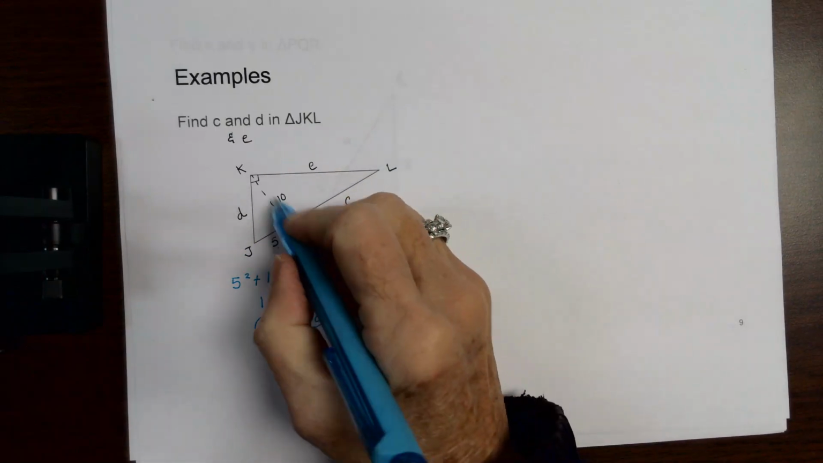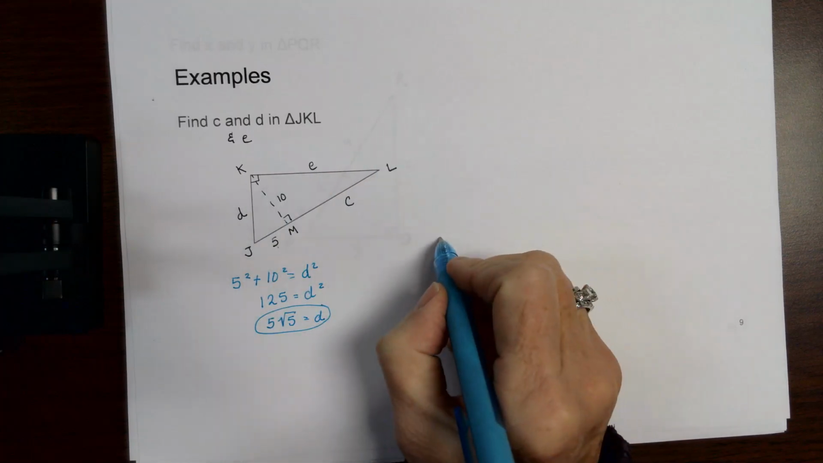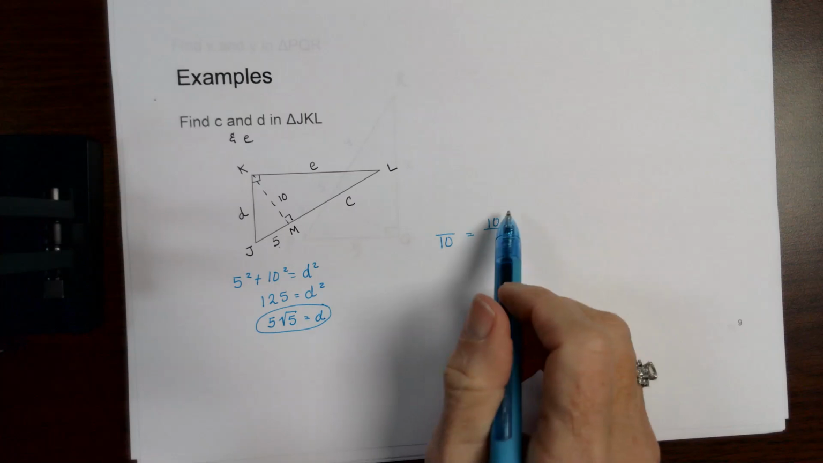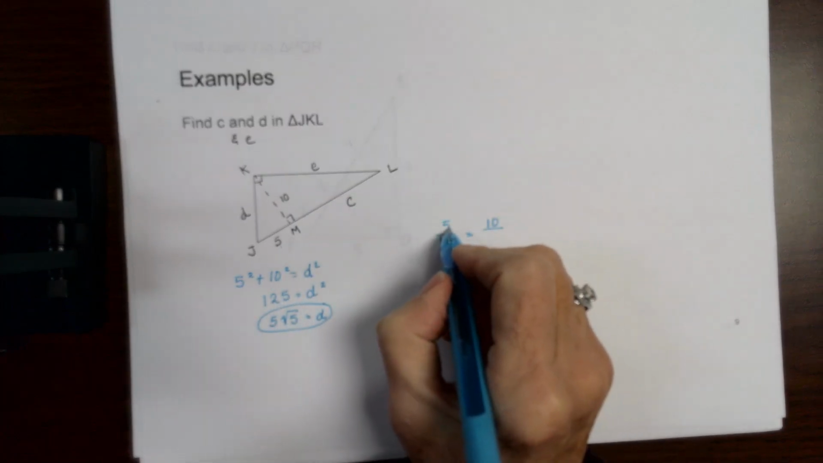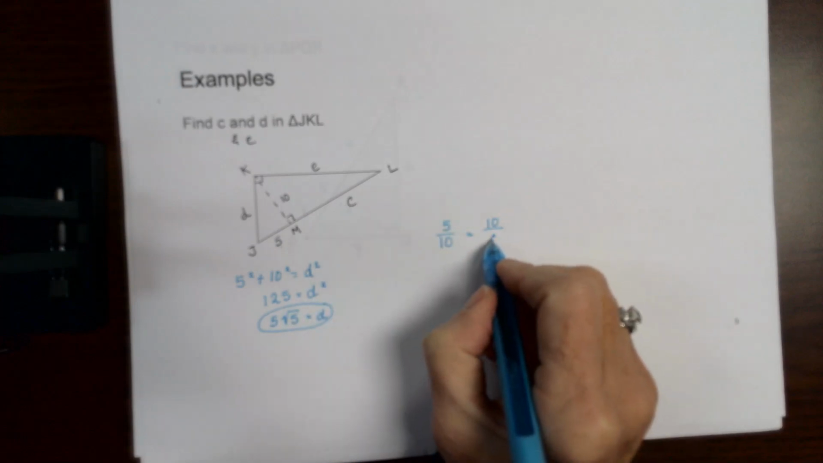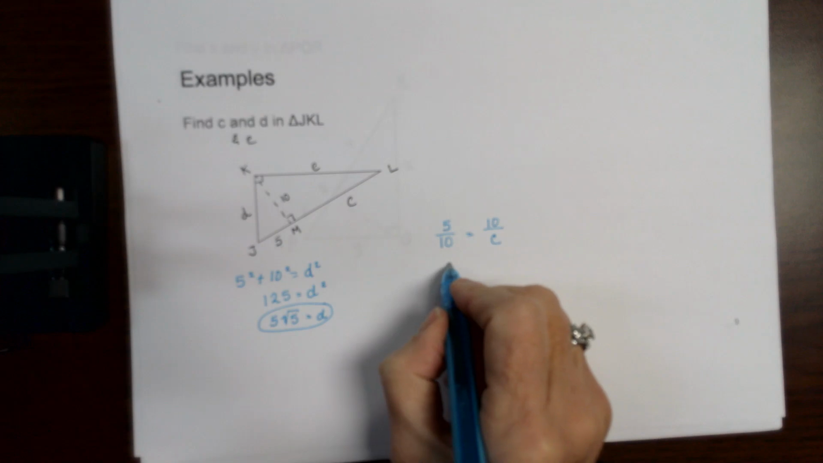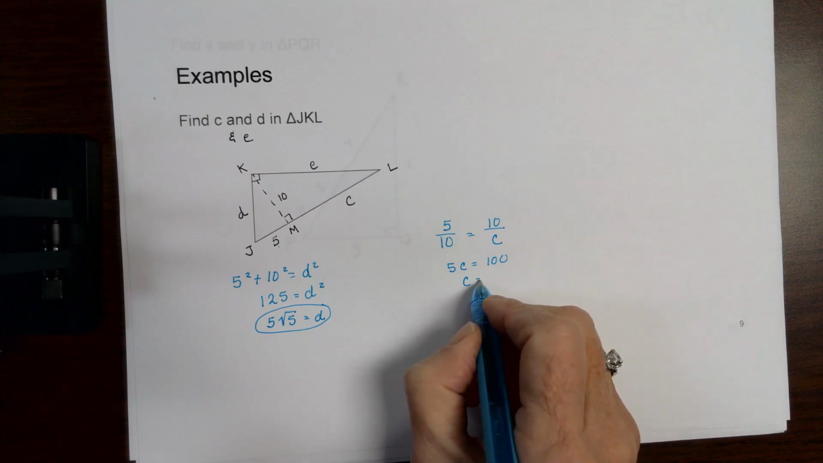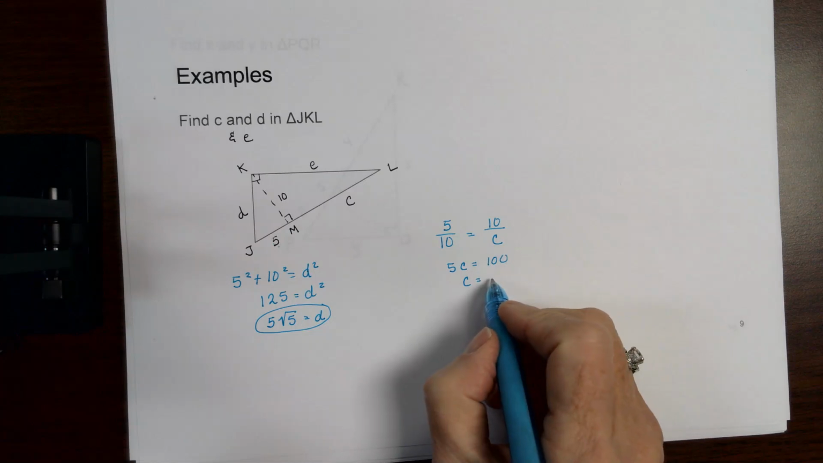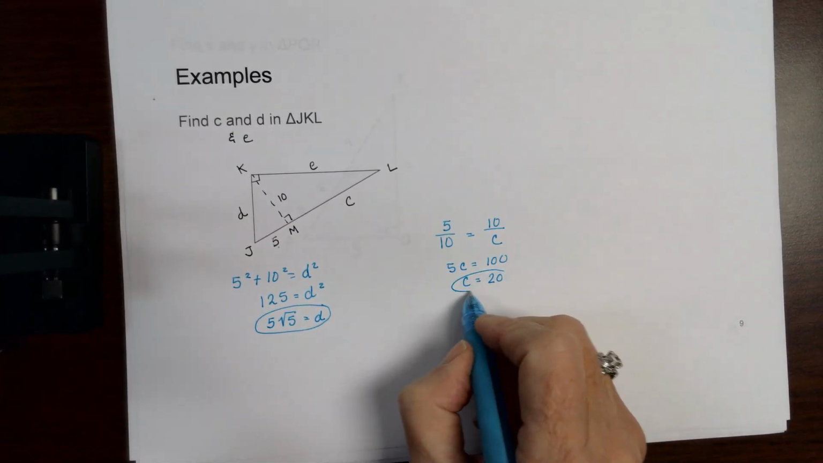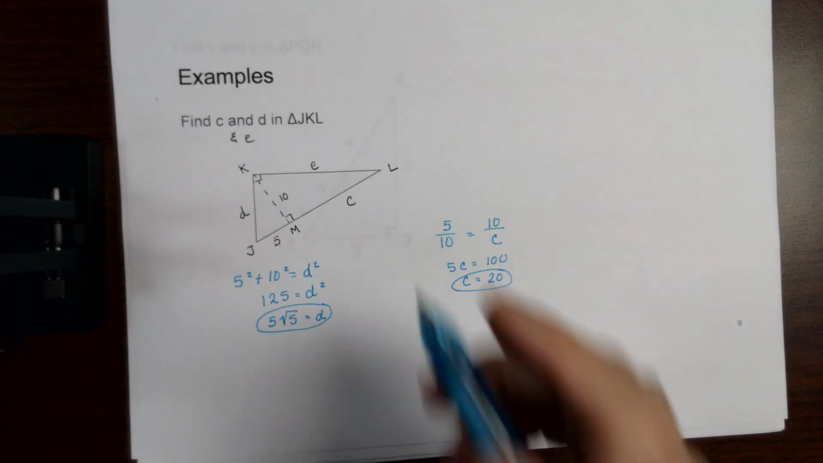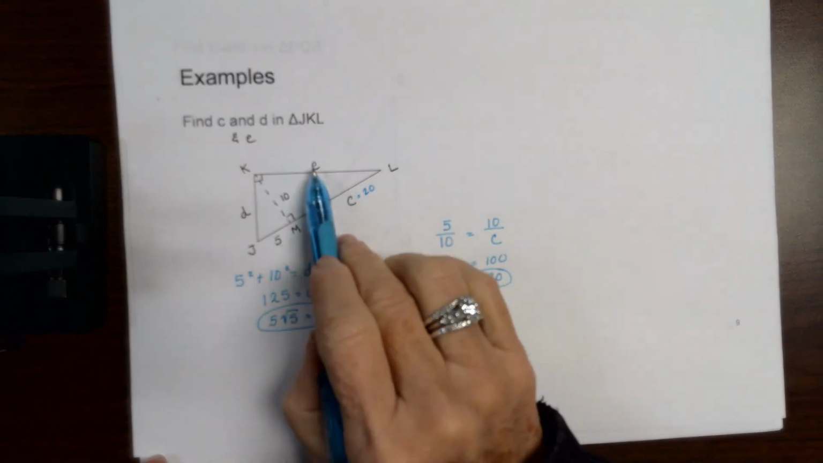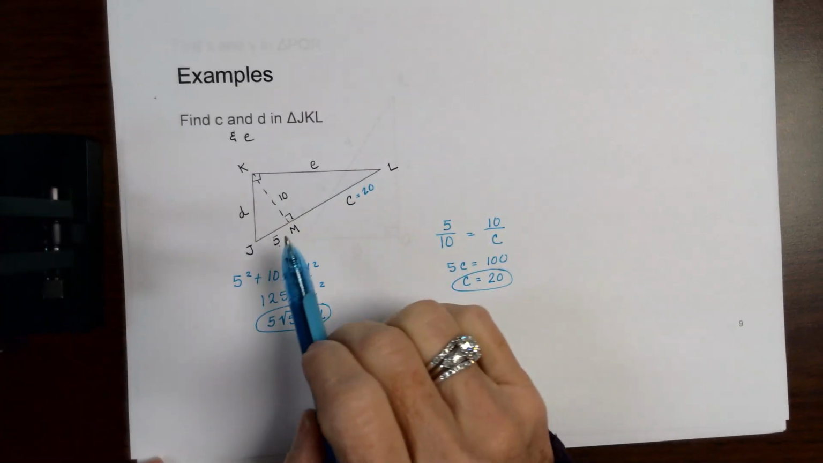I can also know that the altitude drawn from the right angle of a right triangle is the geometric mean, so I put it in the geometric mean location between the two parts of the hypotenuse, which is 5 and c. So this way I can solve for the c. So I have 5c is equal to 100. If I divide by the c, I'm going to get a 20. And so I find out that c is equal to 20.